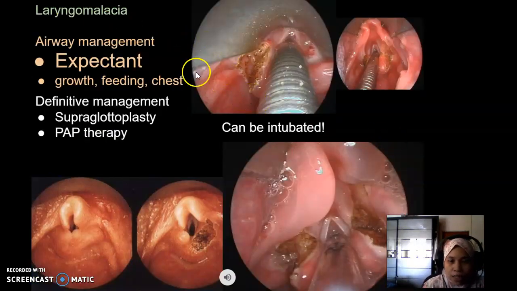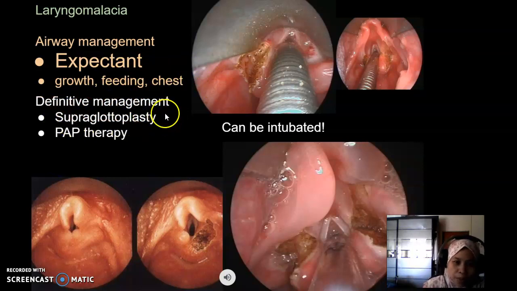The airway management in patients with laryngomalacia is expectant. This means that we monitor the patient's growth, feeding, as well as any chest deformities. The respiratory distress because of laryngomalacia causes chest deformity, for example, pectus carinatum and pectus excavatum. If the growth chart shows that the patient's weight is beneath the fifth centile, or feeding is interrupted because of severe cyanosis occurring during feeds, we need to intervene with operative intervention. This only accounts for about 10% of the patients.